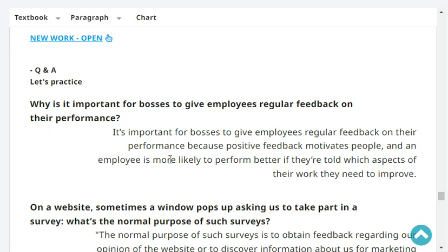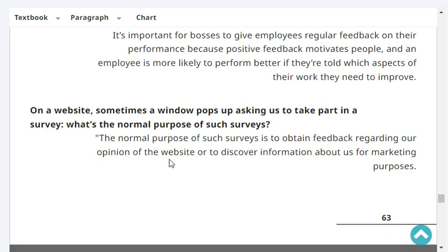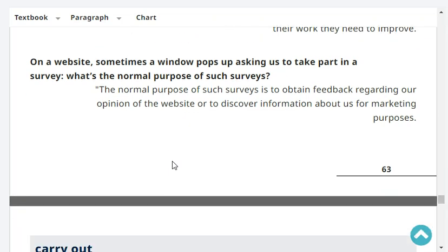On a website, sometimes a window pops up asking us to take part in a survey. What's the normal purpose of such surveys? The normal purpose of such surveys is to obtain feedback regarding our opinions on the website or to discover information about us for marketing purposes.